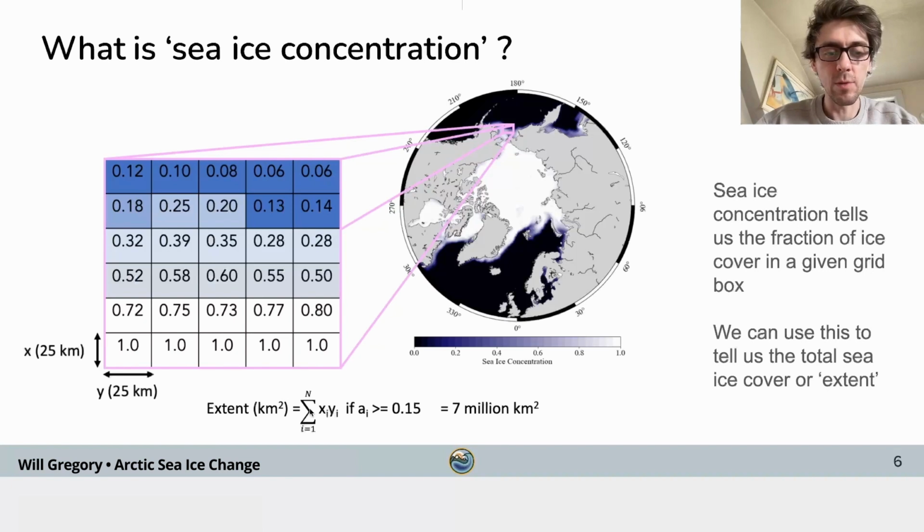So what we can do is define the total extent of sea ice on a given day or year as the sum of the effectively grid cell areas for which sea ice concentration is greater than 15%. So you can see here we would sum effectively 25 by 25 for all of these grid cells except for the ones here that are lower than 15%. And that would give us an estimate of how much sea ice there is in the Arctic. In this case, that might be something like 7 million square kilometers.